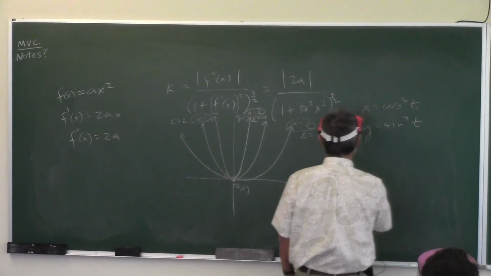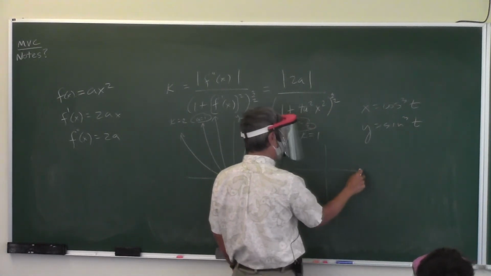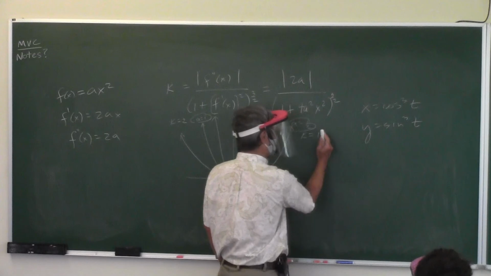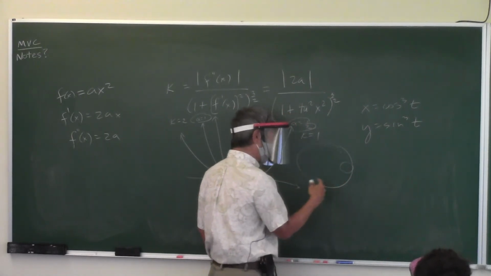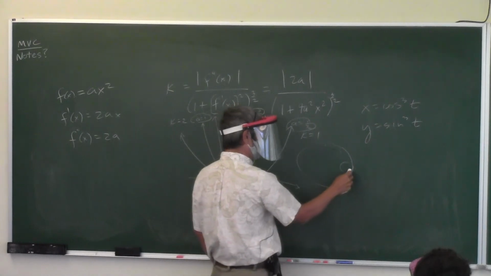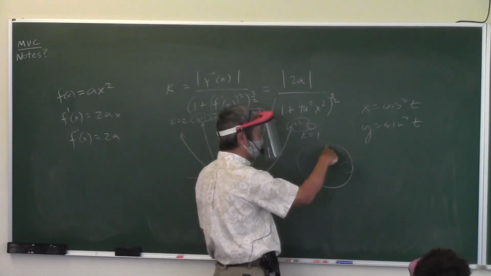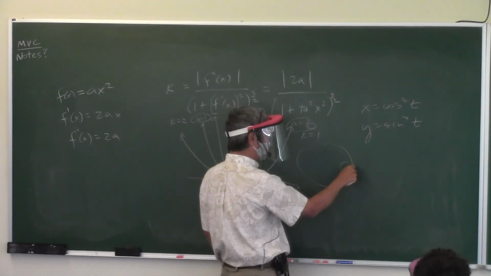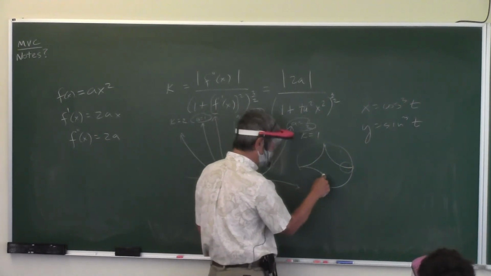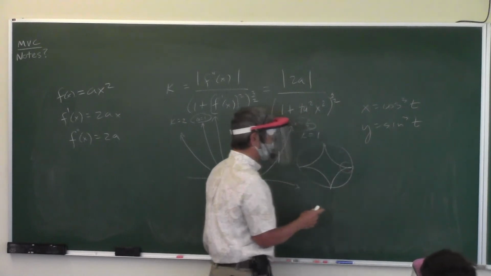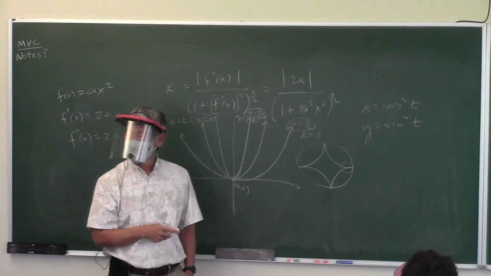If you have a circle and you have another circle whose radius is 1/4 of the original one, and you roll it without slipping on the inside of this circle, isn't the graph going to look like this? You get the hypocycloid of 4 cusps.